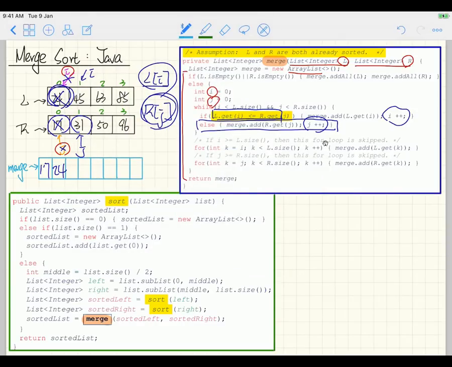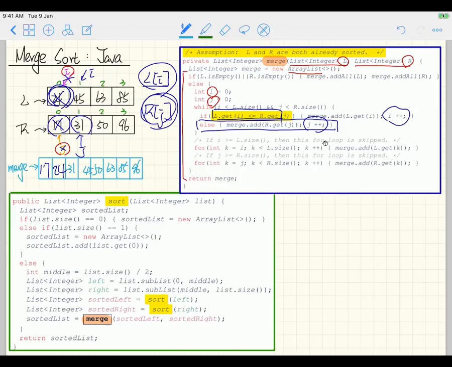You get 17, 24, 31, 45, 50, 63, 85, and then 96, eventually. It's a sorted array. So I would say this code is iterative. It's not recursive. It's just a helper method for the merge sort. Make sure you understand the merge. Merge itself is not recursive.